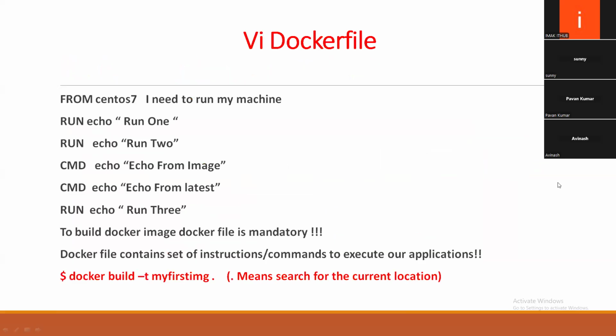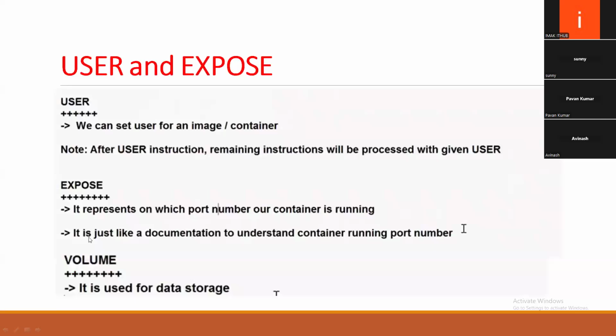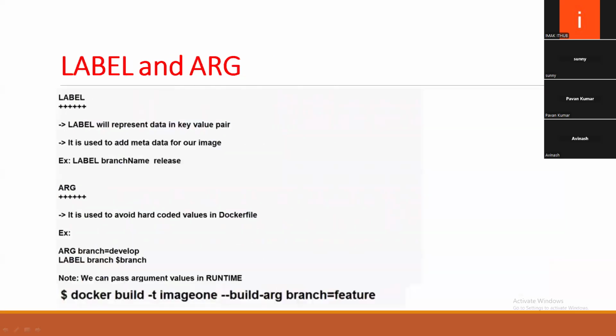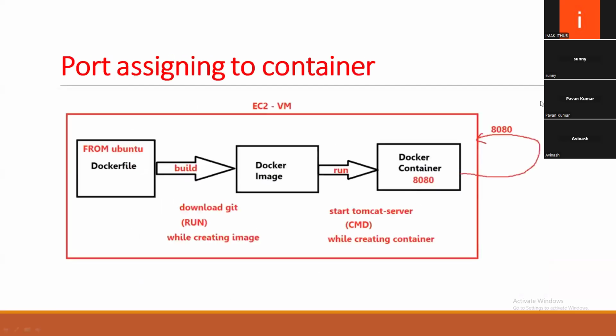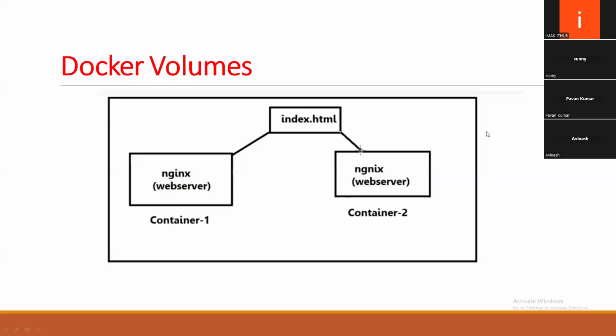Now you understood, right? Expose. What is that, guys? Expose represents on which port number our container is running. It's just like documentation to understand which port number the container is running on. Our container is running on port 8080, and the host port is also 8080. Next, Docker volumes.